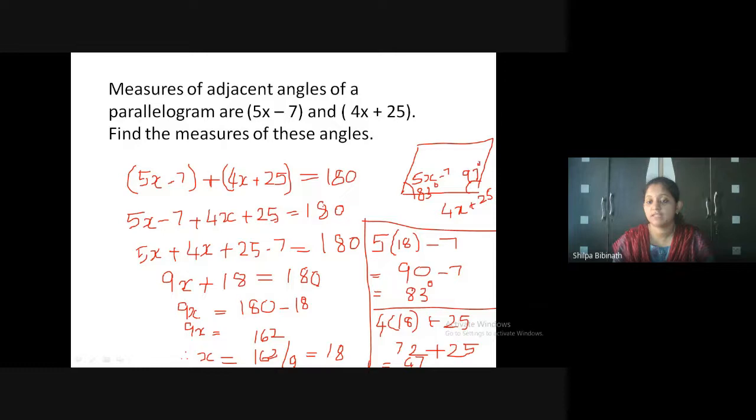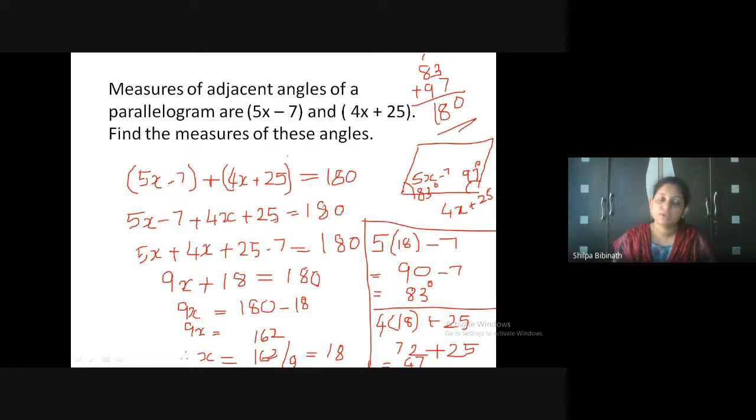Just cross check whether 83 plus 97 is 180. 83 plus 97. 7 plus 3 is 10, carry 1. 9 plus 8 is 17, plus 1 is 18. Yes. So interior angles are supplementary. So here these angles are 83 degrees and 97 degrees. Okay.